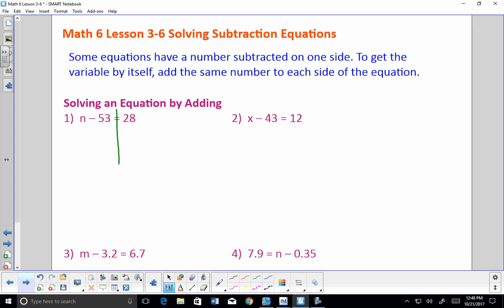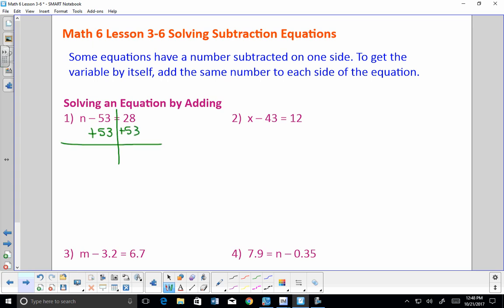Remember that signs go in front of numbers, so subtraction signs go in front of the number and not necessarily the variable. So in the first equation here, n minus 53 equals 28, the negative sign goes with the 53. So we have subtracted 53 from n. n has 53 subtracted from it. In order to get n all by itself, we need to add 53 to both sides of the equation.